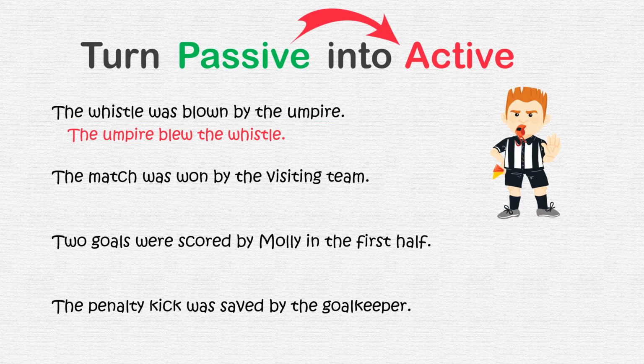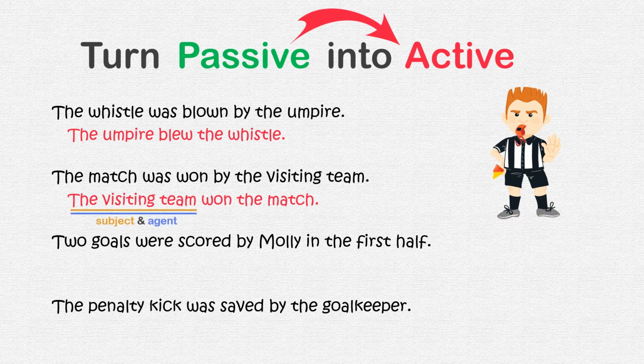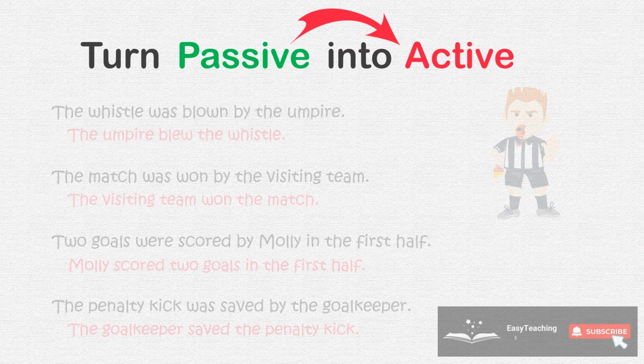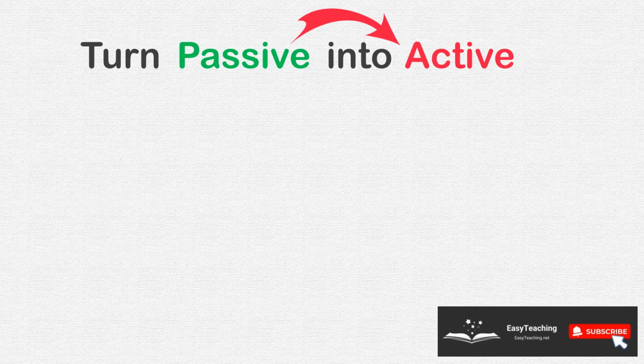The second sentence. The visiting team won the match. The subject is the visiting team and the agent is the visiting team. Number 3. Molly scored 2 goals in the first half. Molly is now the subject and the agent. Number 4. The goalkeeper saved the penalty kick. How did you go with those?